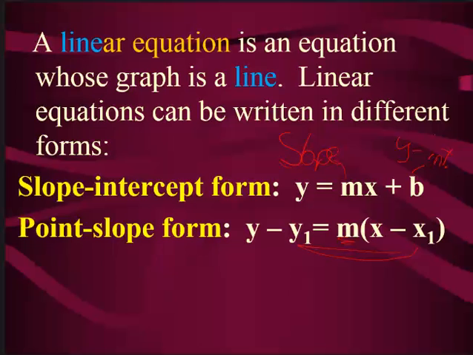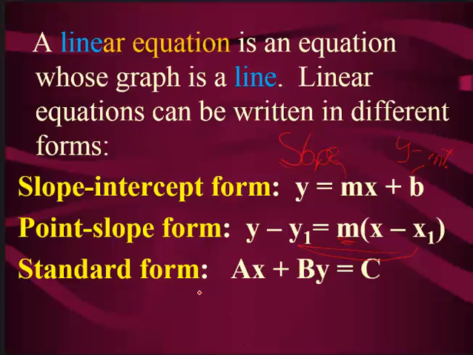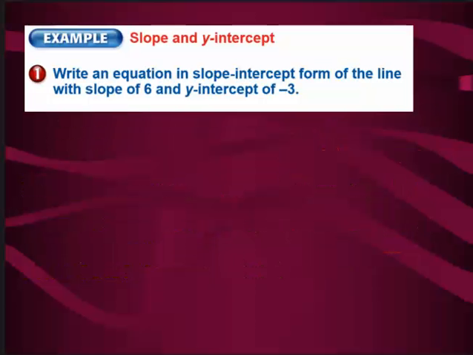And then the third form is called the standard form. You have a positive whole number in front of your x, a positive whole number in front of your y, and that equals just a whole number with no x or y. So all three forms have an x and a y in their equation. So let's use these forms to see if we can write the equation of a line.